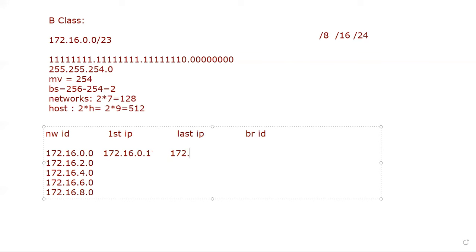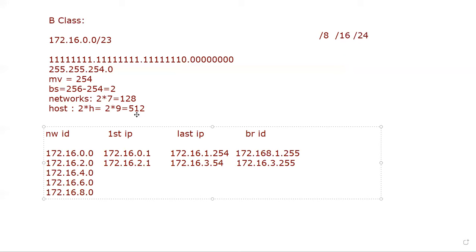Last IP is 172.16.1.254, and the broadcast is 1.255, because after 1.255, 2.0 will be there. And similarly in another network, 172.16.2.1 to 172.16.3.254, and 3.255 because after 3.255, 4.0.